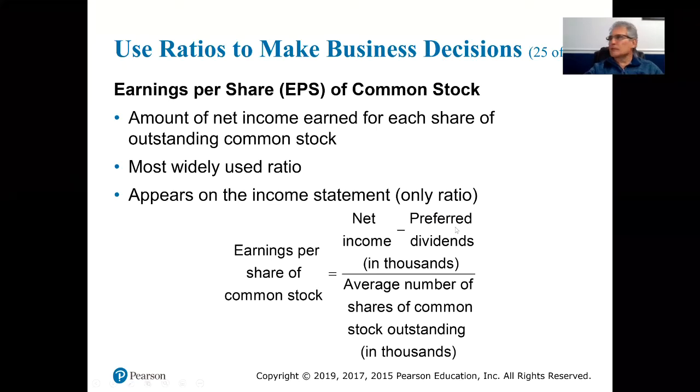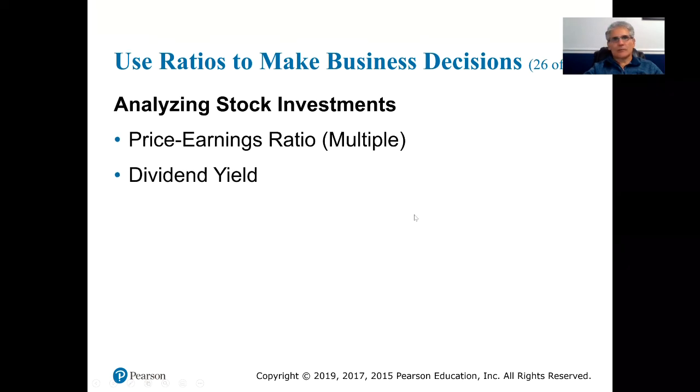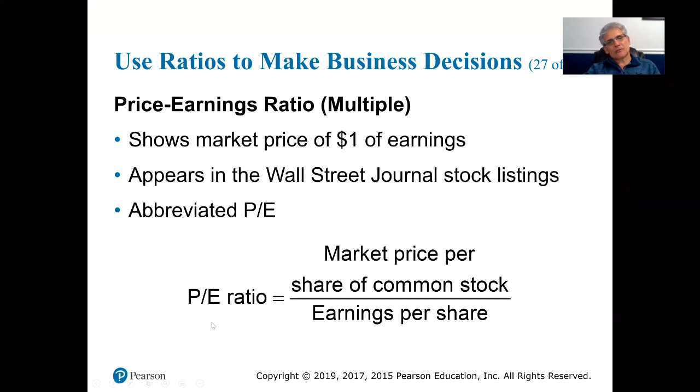Okay, so that completes that computation. The next set of ratios is looking at analyzing stock investments. Two pretty simple computations that we can look at. The first one is the price-earnings ratio, and the next one is the dividend yield. So let's take a look at the first one, which is the price-earnings ratio, PE ratio.